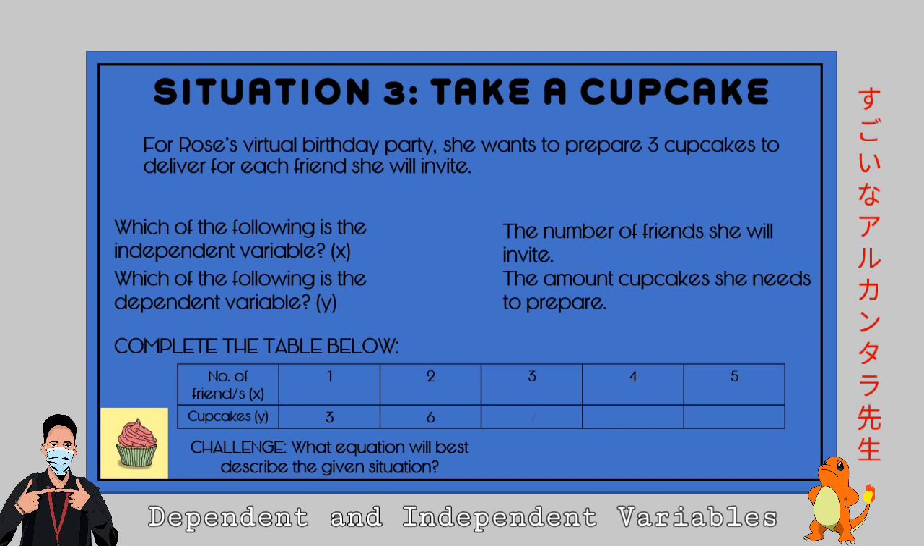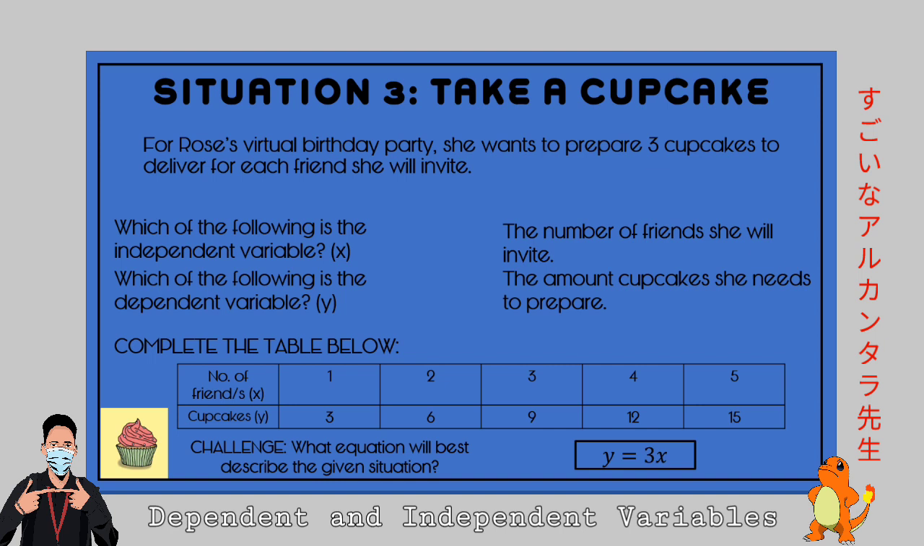3 friends, you have to prepare 9 cupcakes. 4, you have to prepare 12 cupcakes. And then 5, you have to prepare 15 cupcakes. And again, just like earlier, there's a certain number that we multiply to x. Earlier, it was 750, 100. This time around, we're multiplying 3, because 3 cupcakes for each friend. So that's our answer. y is equal to 3x.